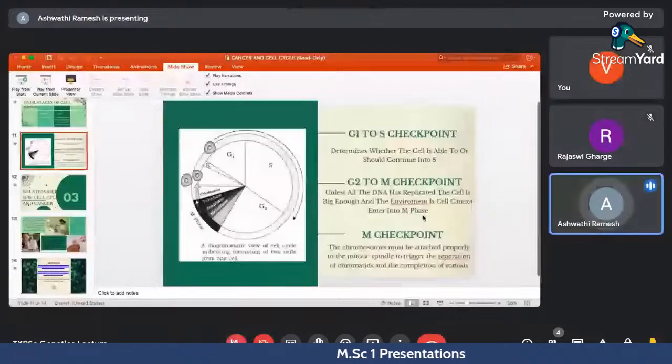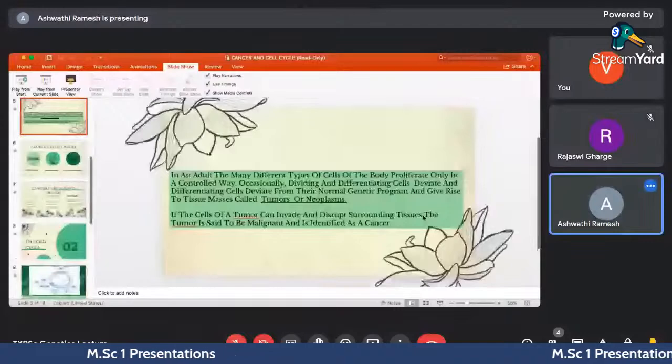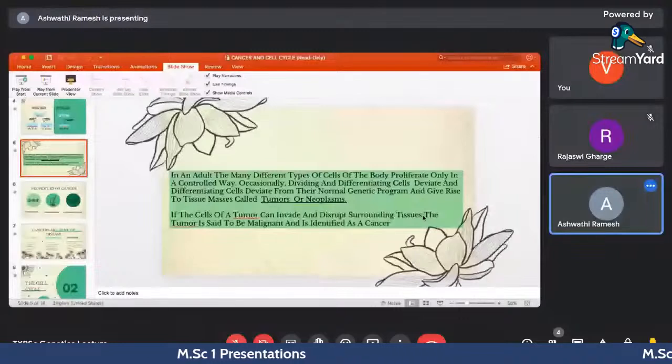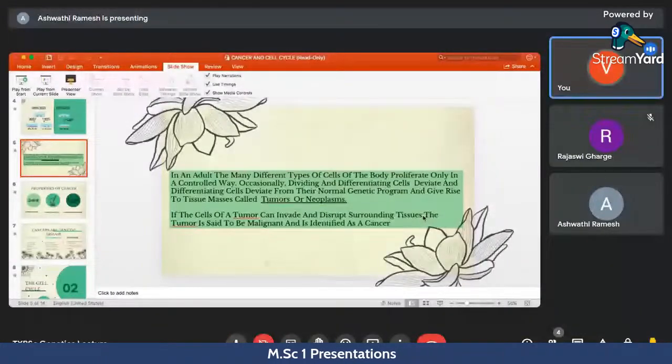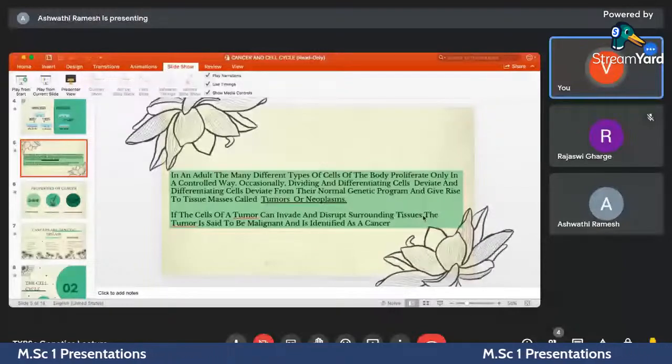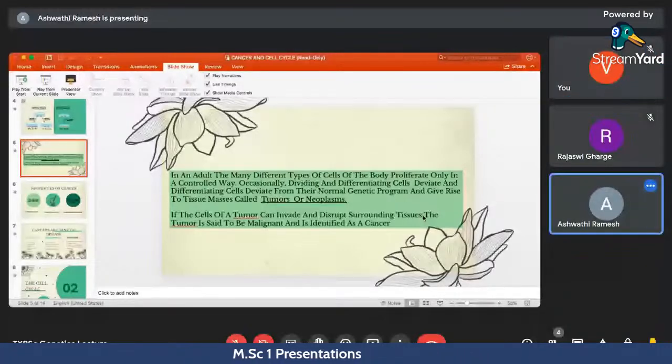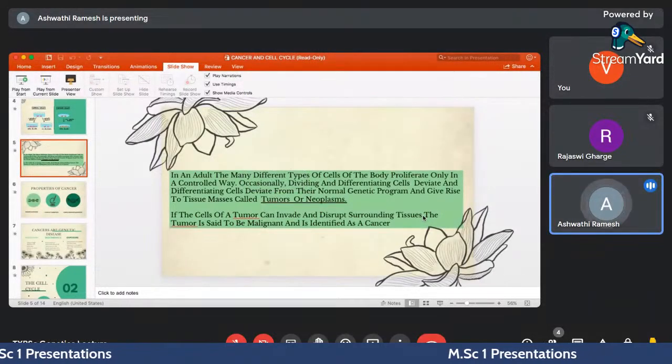Sir, the malignant tumor spreads, invades other tissues, and the benign tumor only affects one particular system or organ. I don't know, sir.